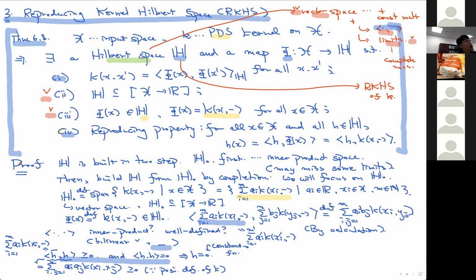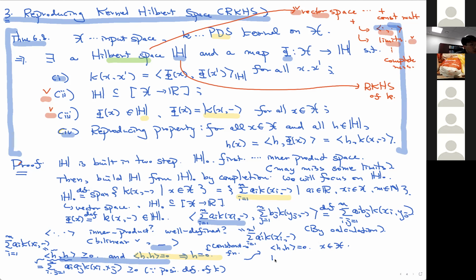Now the second is more challenging. Okay. I think I will overrun maybe 3 minutes today. This second part is more challenging. For the second part, we note the following. So suppose this <h, h> is equal to 0.